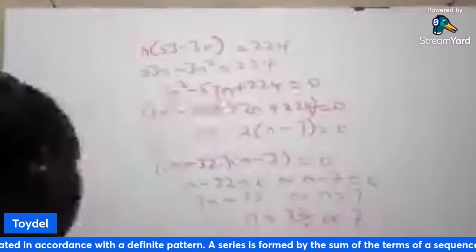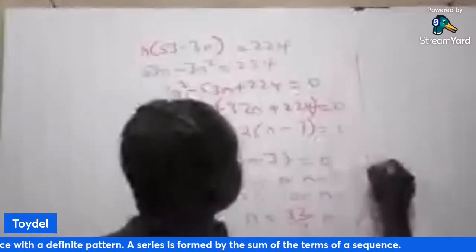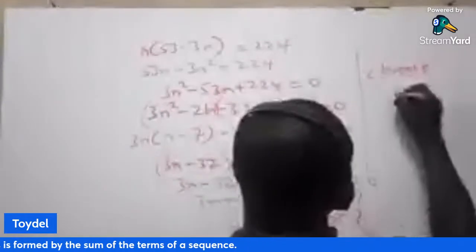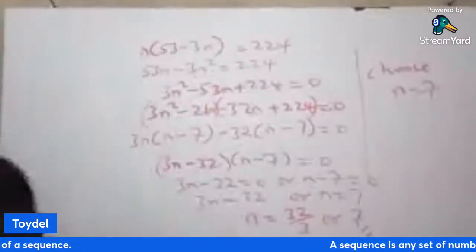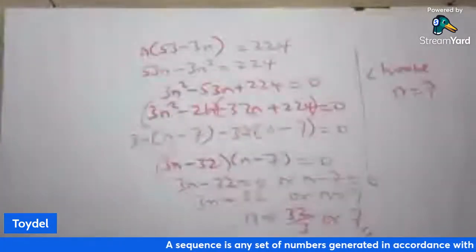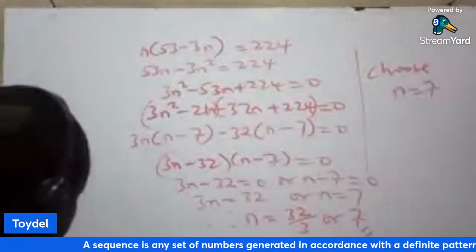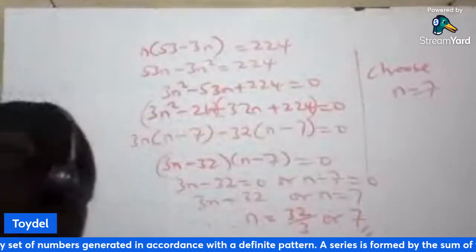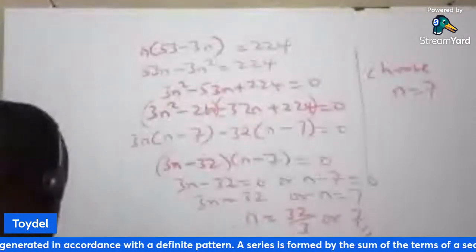And of course, in this case now, because we are talking about number of terms, we are going to choose n equal to 7, because we cannot have 10 point something terms. So terms can only be whole numbers. So that's what we are going to have. You can consult a standard textbook. We have so many examples there that we can actually apply.